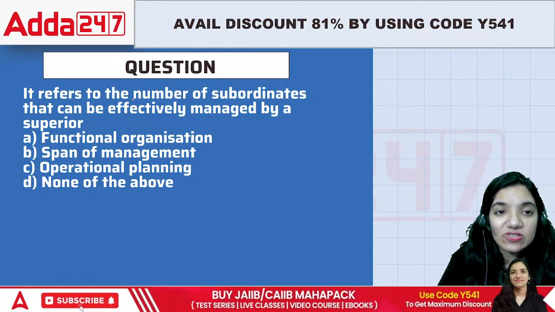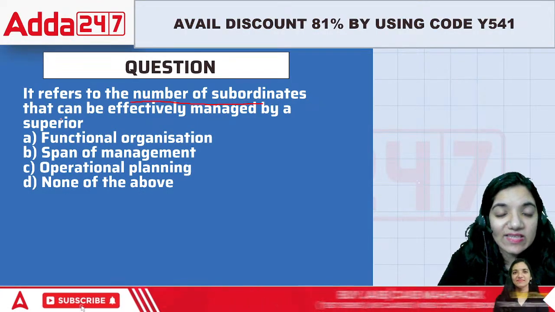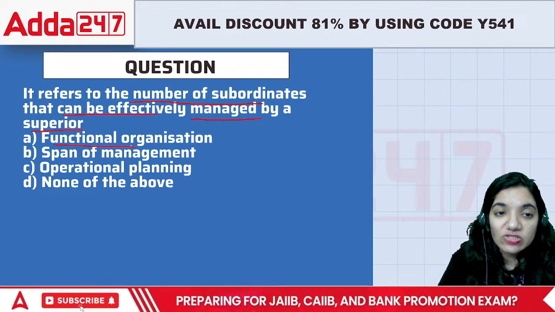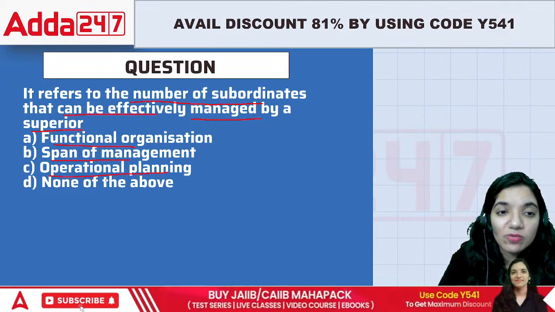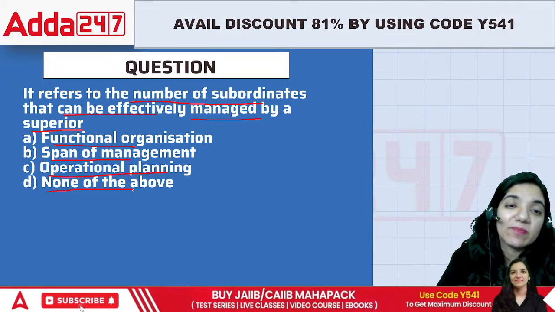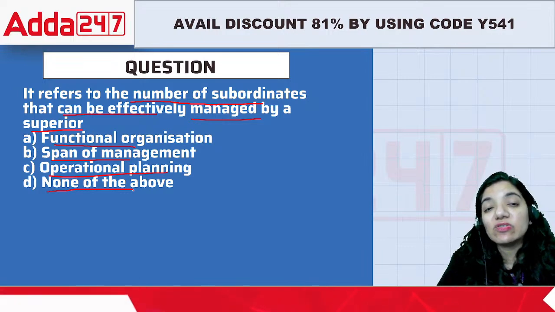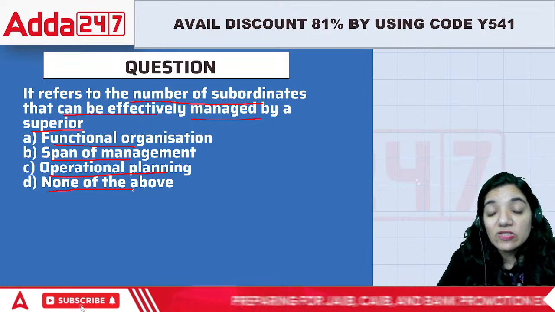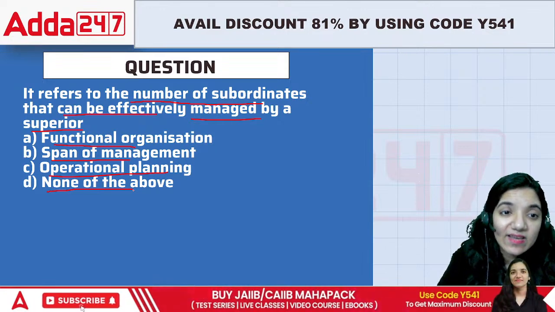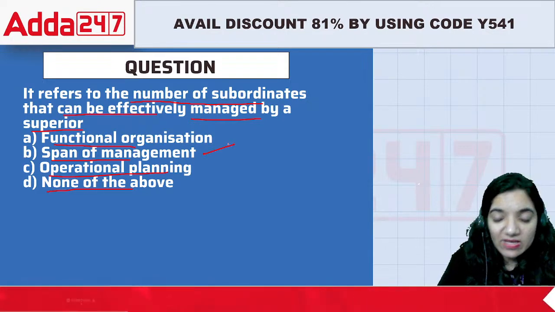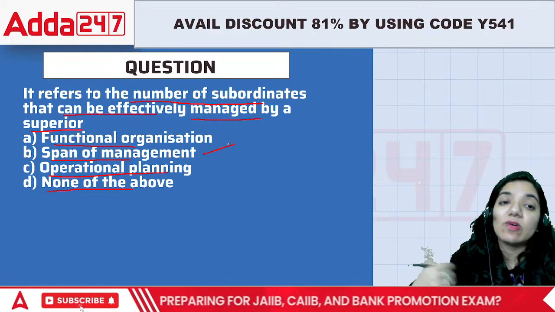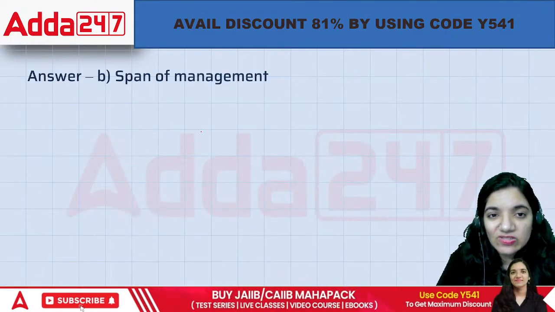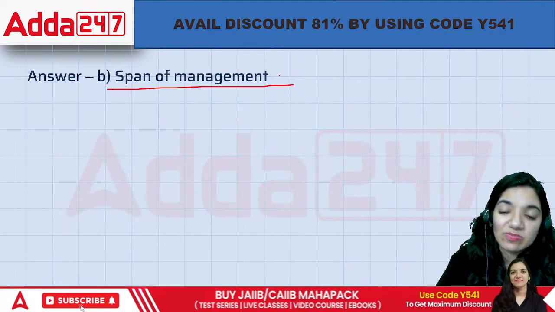Then it refers to the number of subordinates that can be effectively managed by the superior. Functional organization, span of management, operational planning, or none of the above. If it is the number of subordinates, then it is called span of management. How many people can work under me? I think this question is repeated. We are done with this question earlier as well. So just a division, span of management.